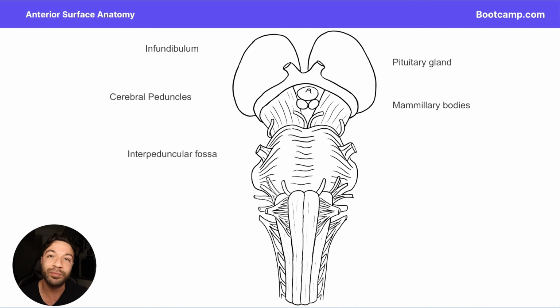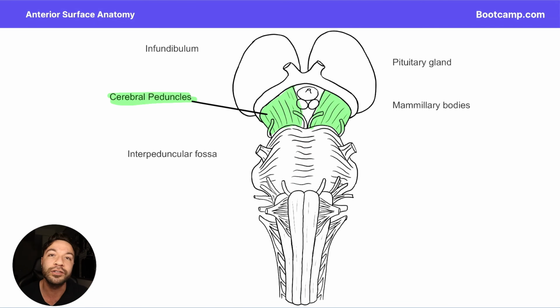So first up, let's label our cerebral peduncles, which are going to be these structures right here. And these are actually large white matter bundles. These are the projection fibers, which are connecting the higher cortical areas to the lower brainstem and spinal cord areas. So as we'll discuss, these are carrying corticospinal as well as corticobulbar tracts from the higher cortical area to the brainstem and to the spinal cord.